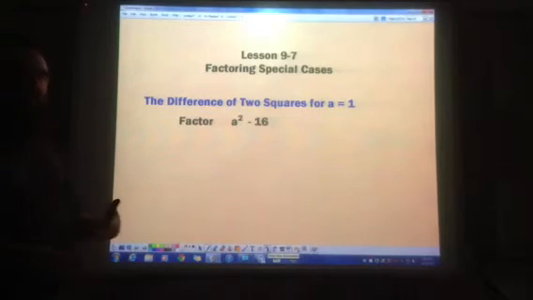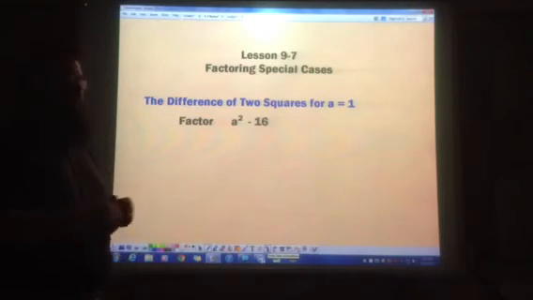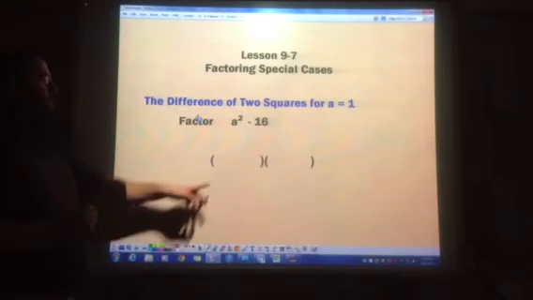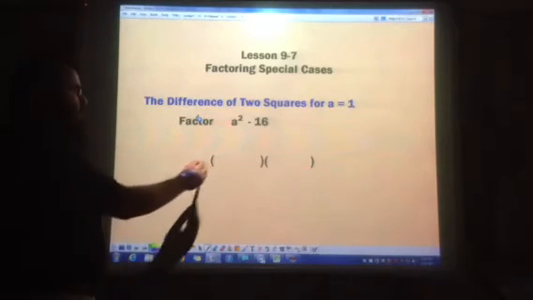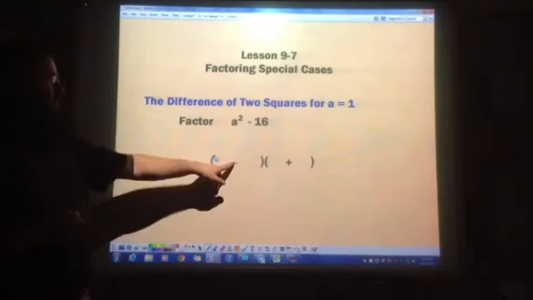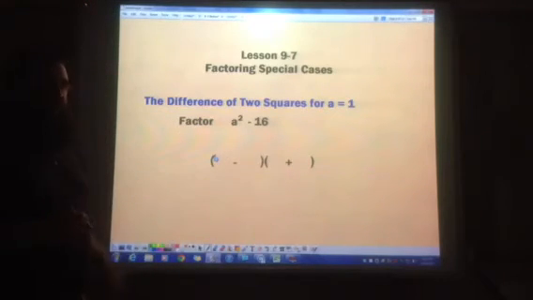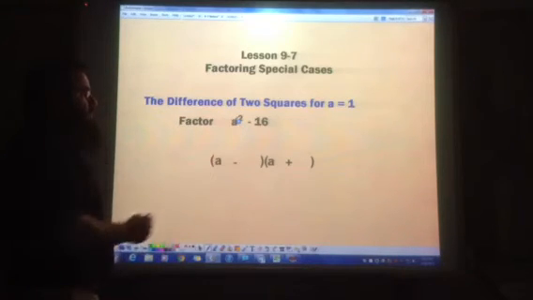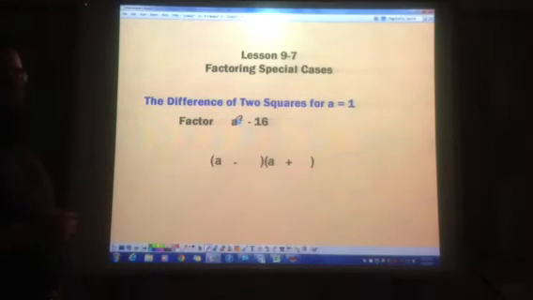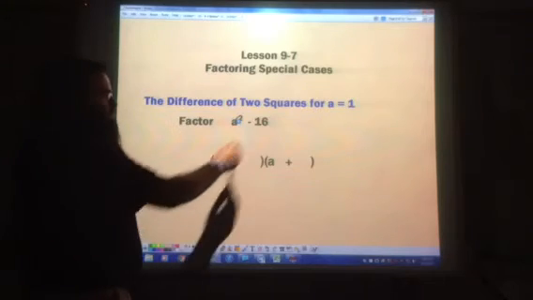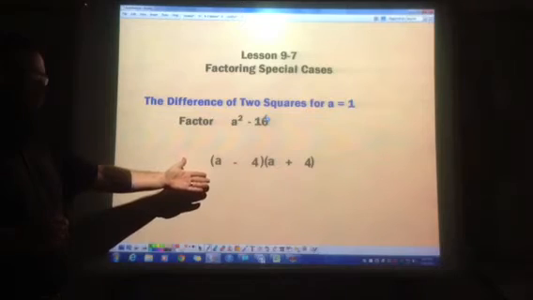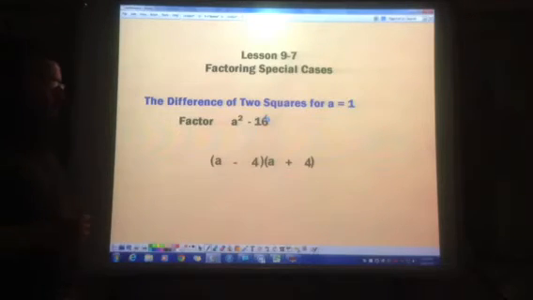So if the middle term drops out, look back to that first page. Something special has to be true about our binomials. One's going to be negative, one's going to be positive. A squared gets broken up to a times a. 16, that's 4 times 4. Look at that. There's your answer. A minus 4, a plus 4.